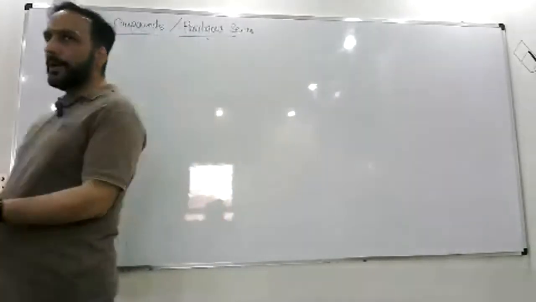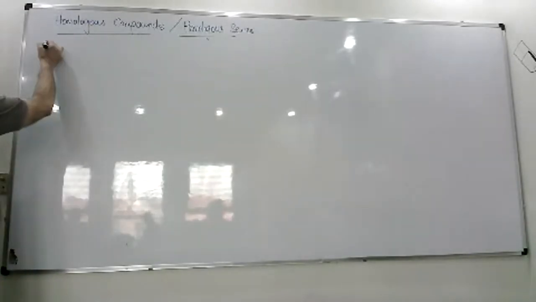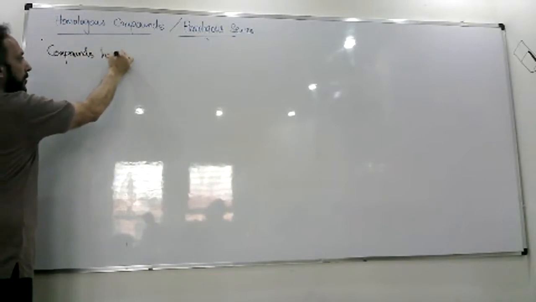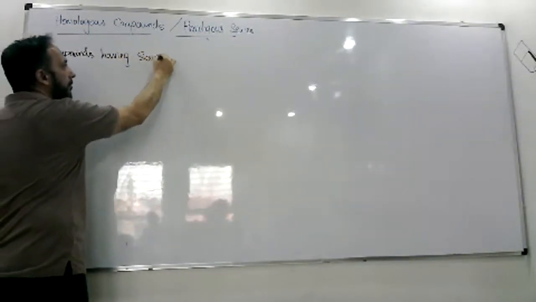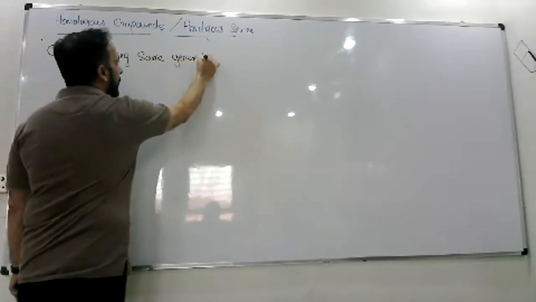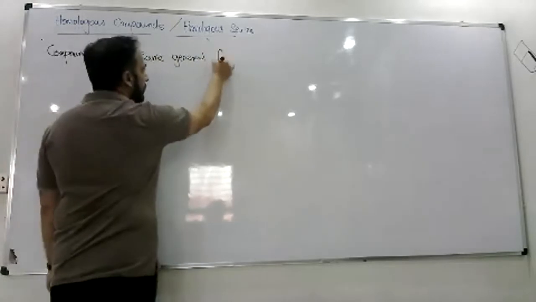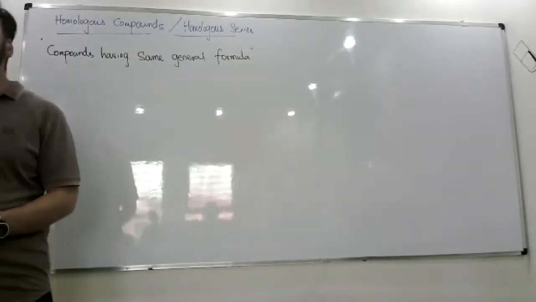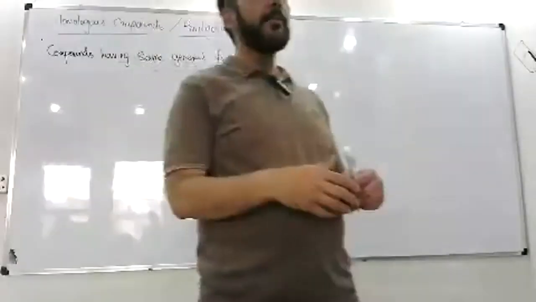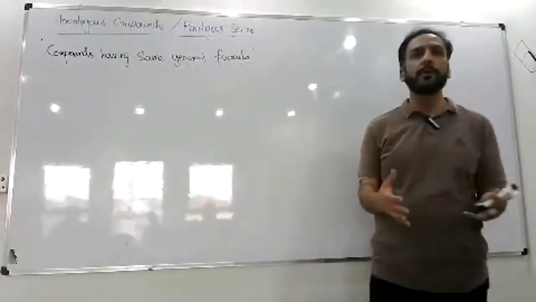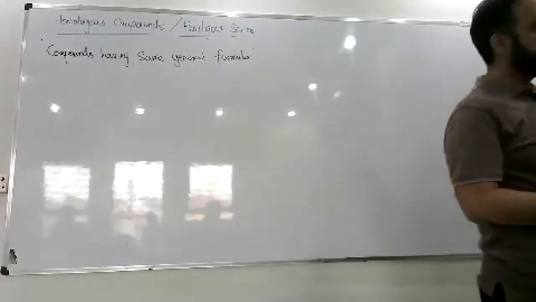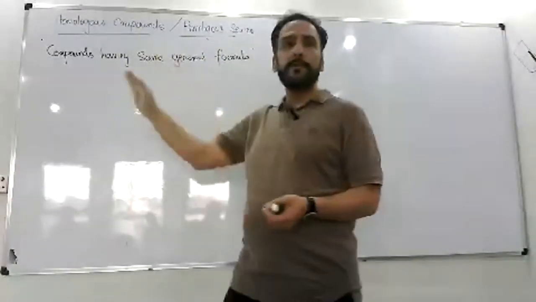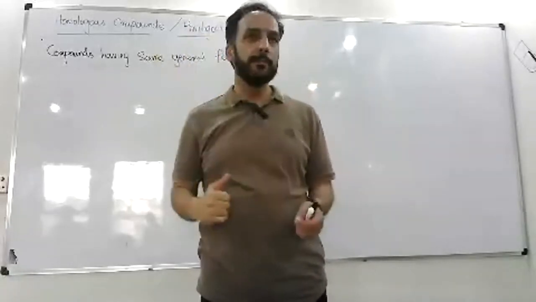But the basic one definition that we write is compounds having same general formula. Like for example, alkanes, all the alkanes are based on the same general formula. So alkanes are like homologous compounds. The alkenes have their own homologous compound series. The series of such compounds which have same general formula, we call them homologous compounds.